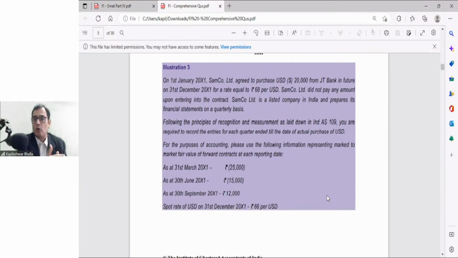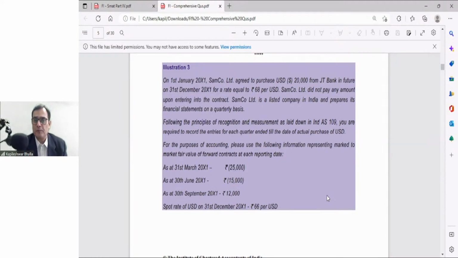And then since there is quarterly reporting, the next would be 30th June. And then if there are any settlement dates, we'll see that as well. So it's going to be 31st March, then 30th June, then 30th September, and finally 31st December.